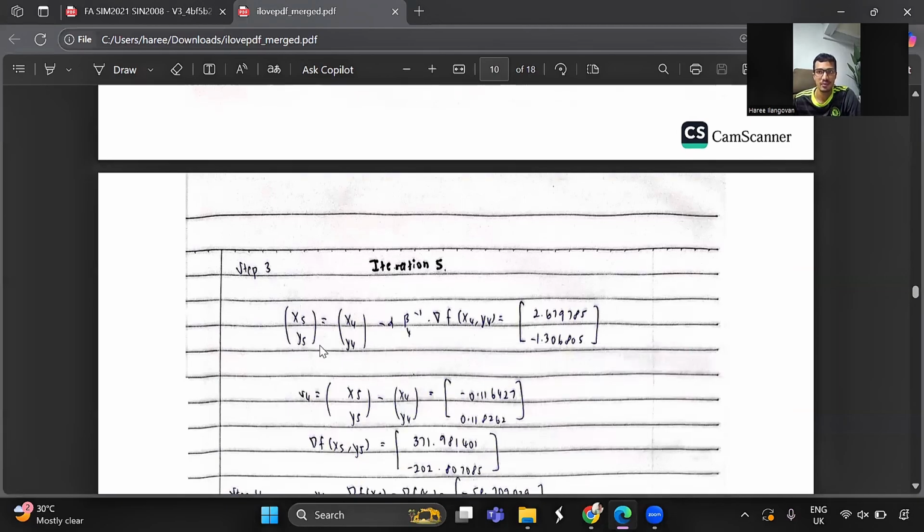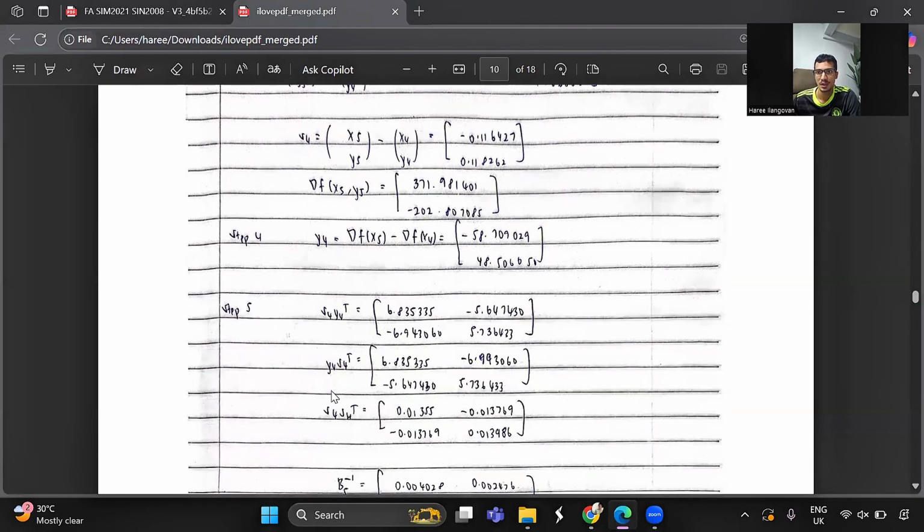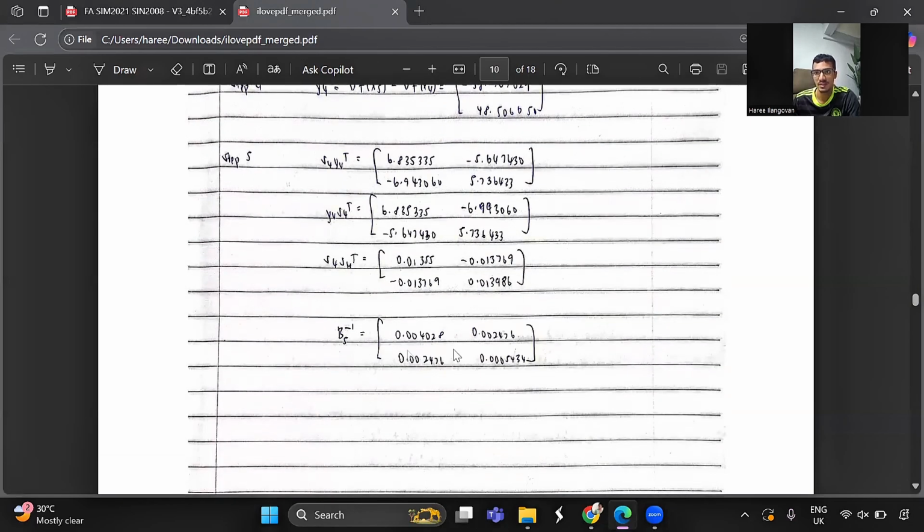I calculated x5 and y5, so I got this value over here for x5 and y5. And I calculated s4 and y4 to go on to calculate the B5 inverse, which is the final one over here. And to check my answer, I actually use C++ code.